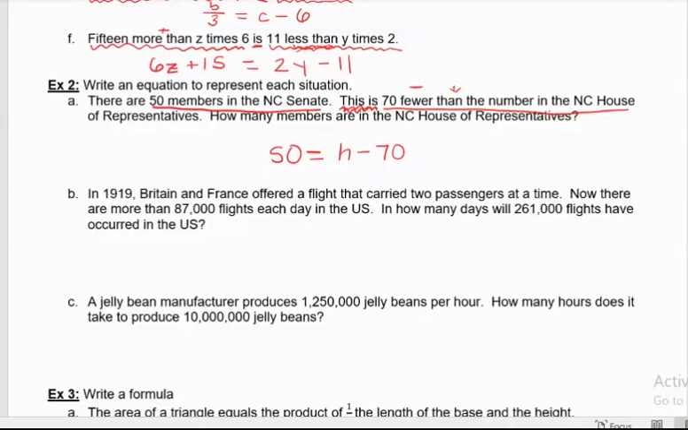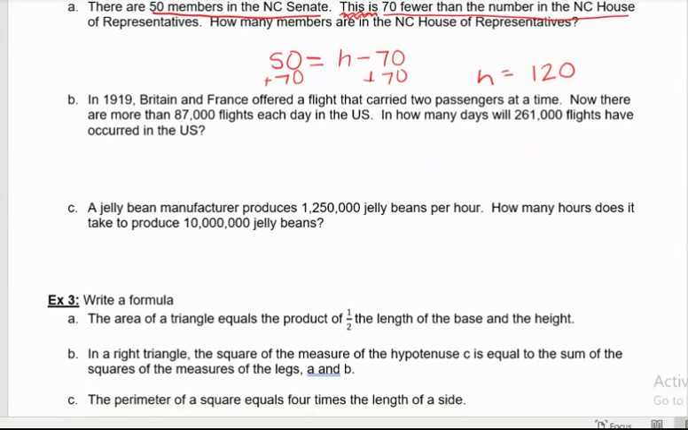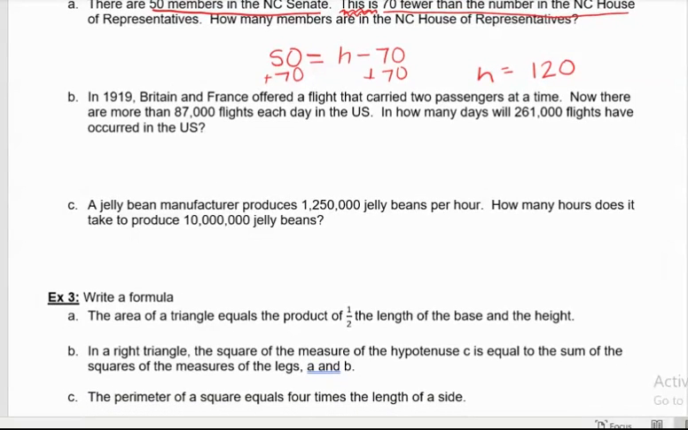Okay. Now I need to figure out how many members are in the North Carolina House of Representatives. So all I have to do is solve this equation, add 70 to both sides, and I get my House of Representatives equals 120 people. Okay, in 1919, Britain and France offered a flight that carried 2 passengers at a time. Now there are more than 87,000 flights each day in the US. In how many days will 261,000 flights have occurred in the US?